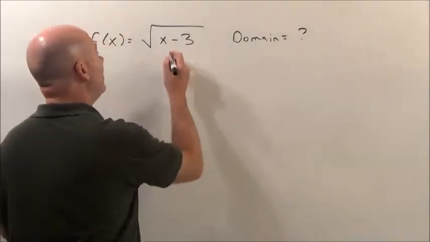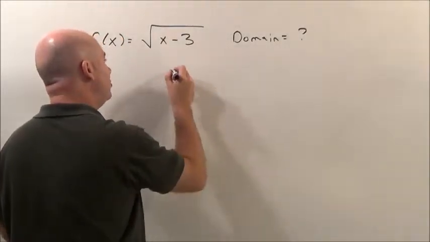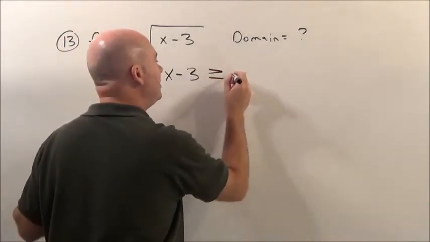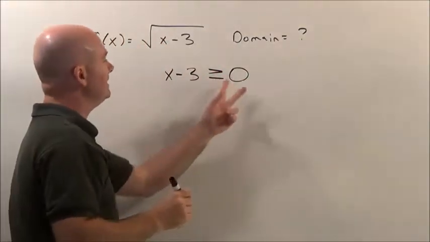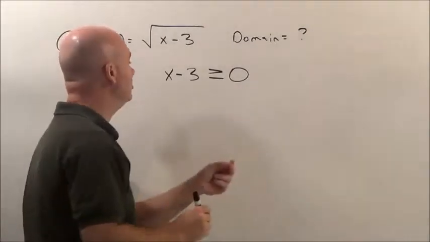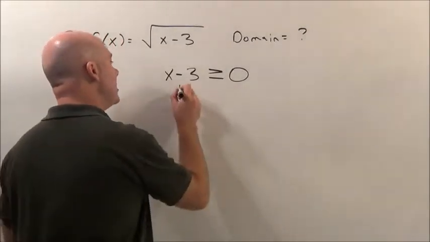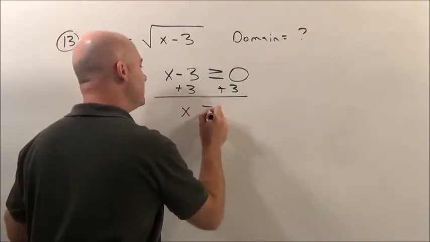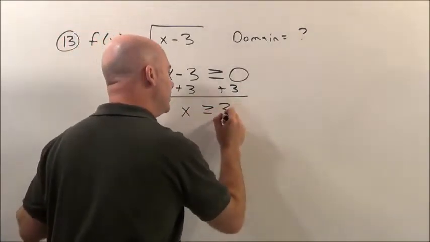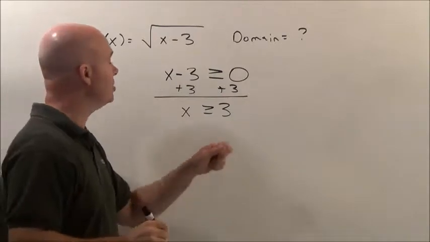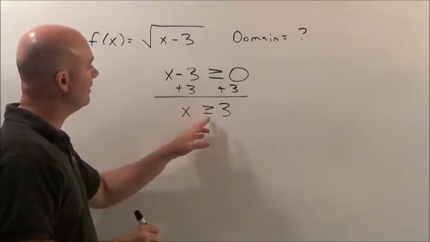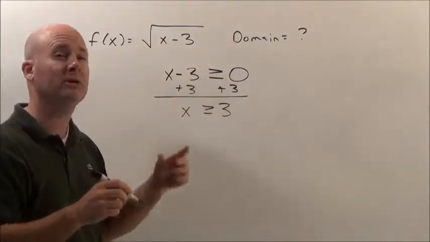So that's all I'm going to do. I'm going to take whatever's underneath this square root, which in this case is x minus 3, and I've got to say, hey, it's got to be bigger than or equal to 0. As long as that happens, I'm in good shape. How do I get rid of subtracting 3? I add 3, add 3. So as long as x is greater than or equal to 3, I'm in good shape. The domain is going to be every real number such that x is greater than or equal to 3. That's what I'm looking for here.